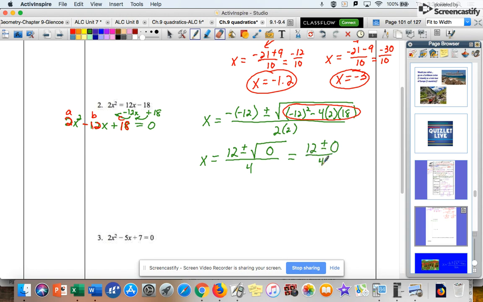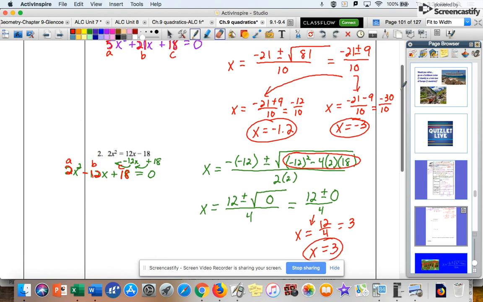So now, when we try to branch off, we really don't branch off into 2 parts anymore, because this really is just one solution. X equals just 12 divided by 4. So 12 plus 0 is 12, 12 minus 0 is 12. So we just have 12 divided by 4, which is 3. So x equals 3 is our only solution.